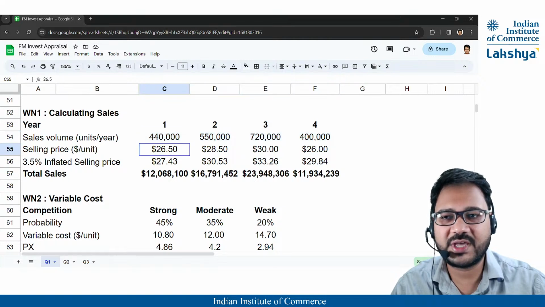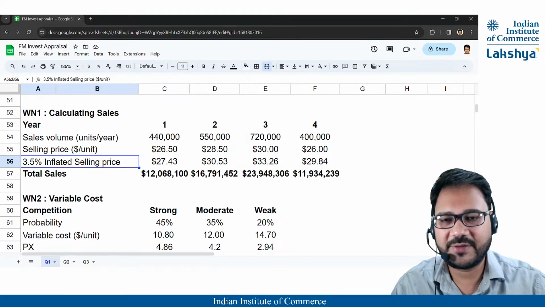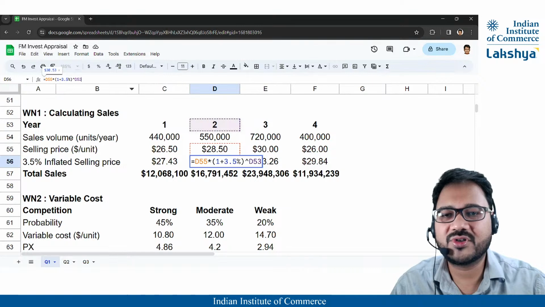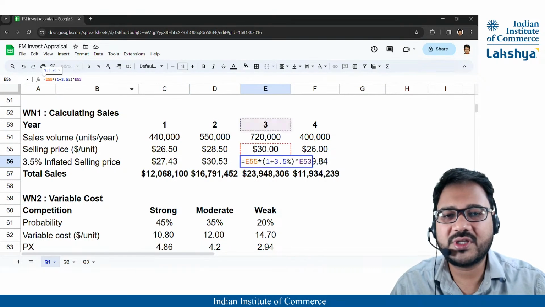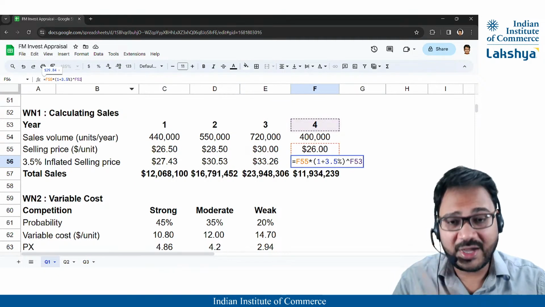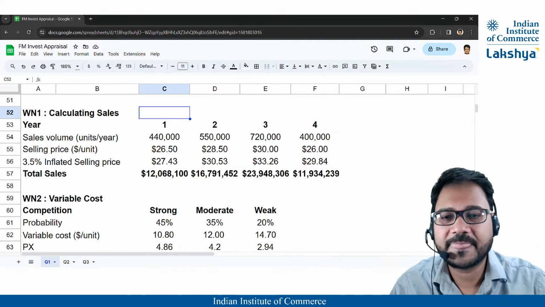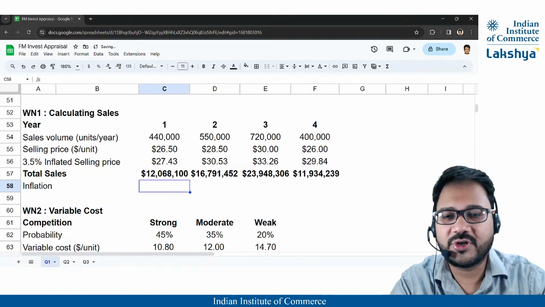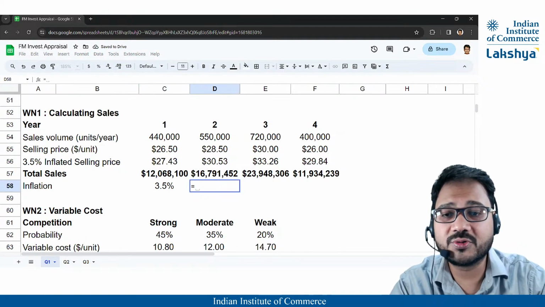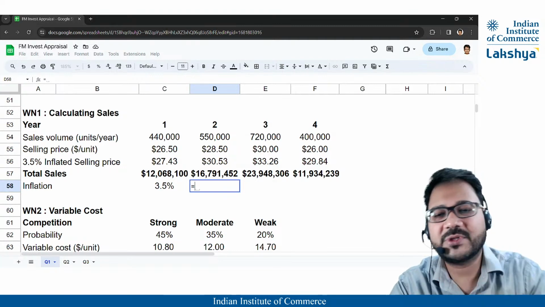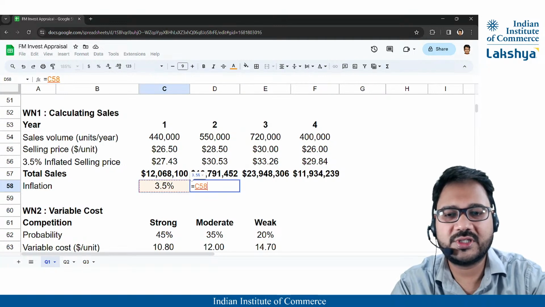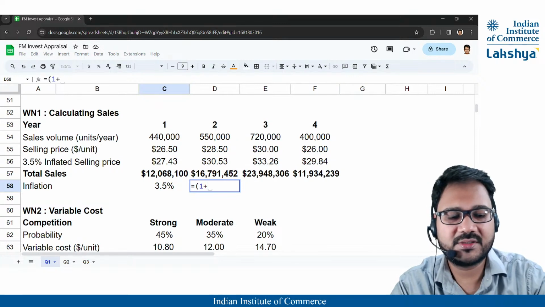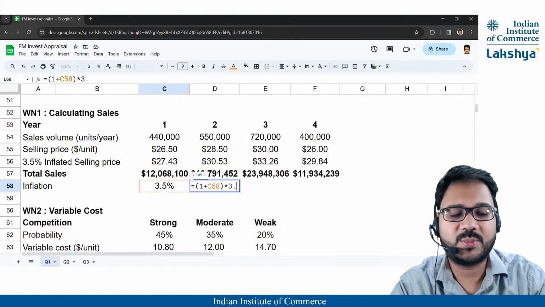We have the sales volume from the question. We have the selling price from the question. Now we need to inflate it. Remember that when we are inflating for 1 year, it will be raised to 1. When we are inflating for 2 years, it will be raised to 2. For 3 years, raised to 3. And for 4, raised to 4. Why are we doing this? Because the inflation rate is not literally 3.5% every year. If inflation for year 1 is 3.5%, then for year 2 there is further inflation on that 3.5%. So it is 1 plus 3.5% into a further 1 plus 3.5%.